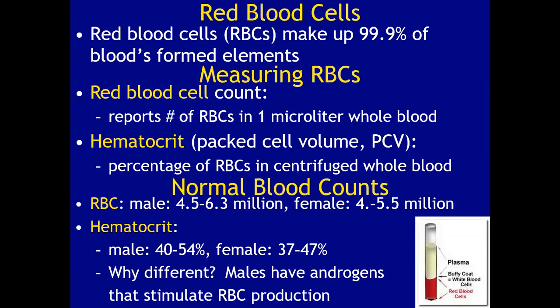Normal red blood cell counts: males have more red blood cells than females do. Usually 4.5 to 6.3 million in a microliter of blood, females 4 to 5.5 million. So looking at a hematocrit, that means males' hematocrit is going to be a little bit higher for the red blood cells than females. And the difference is due to males producing the hormones, these are androgens, like testosterone, that actually stimulate more red blood cell production.